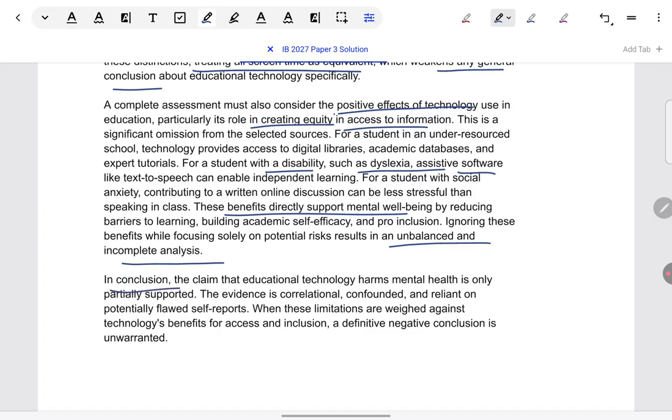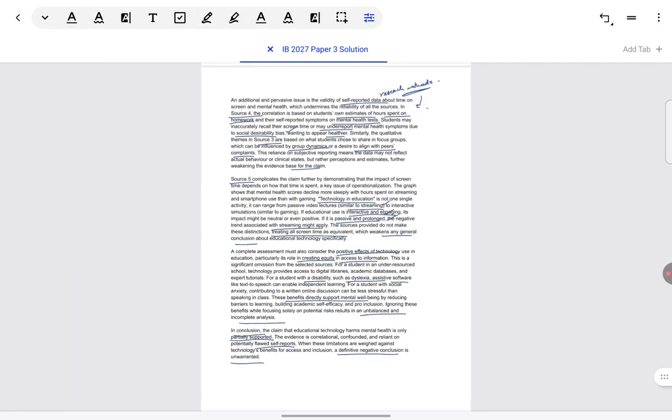Finally, we do have to give a sound conclusion at the end. So we can say it is a one sided view which is partially supported based on flawed self reports. So, yes, we can say to some extent it is true, but we cannot give any definitive conclusion. To say very strongly that only negative impact is there would be a very unwarranted, unjustified conclusion that we cannot give on the basis of the sources which are provided.